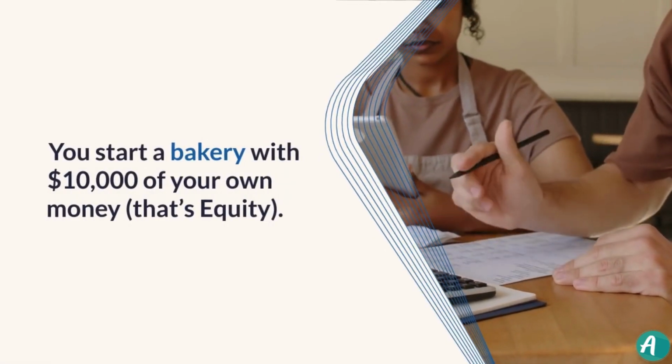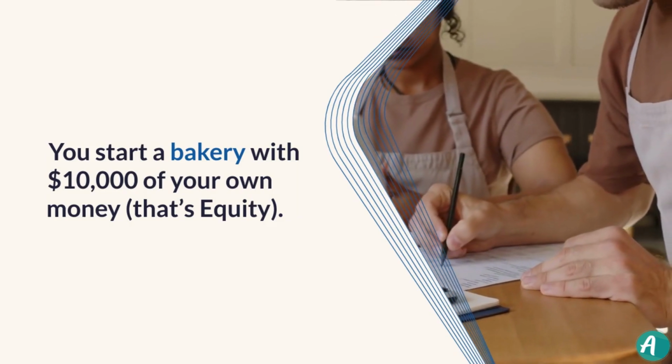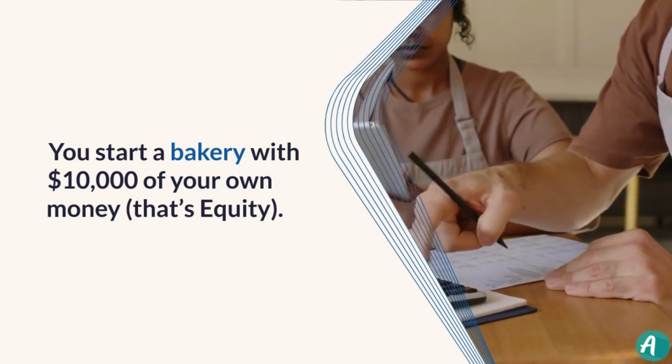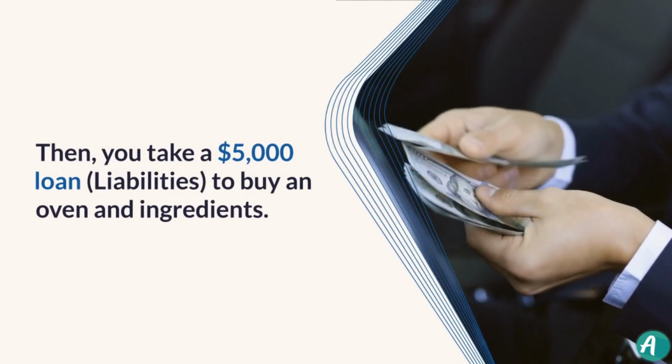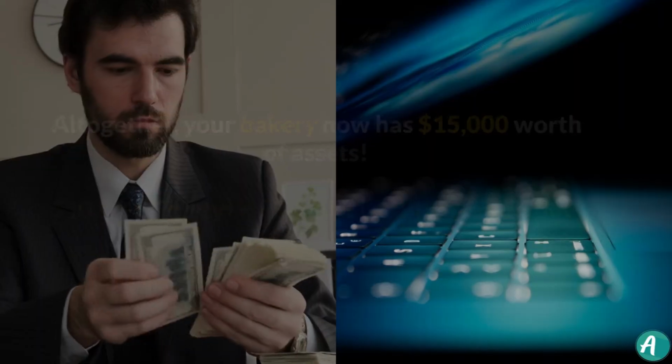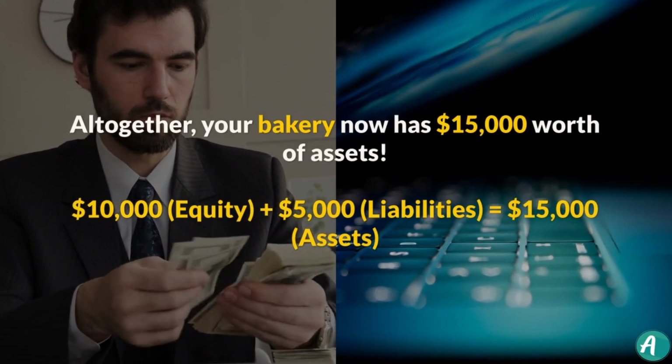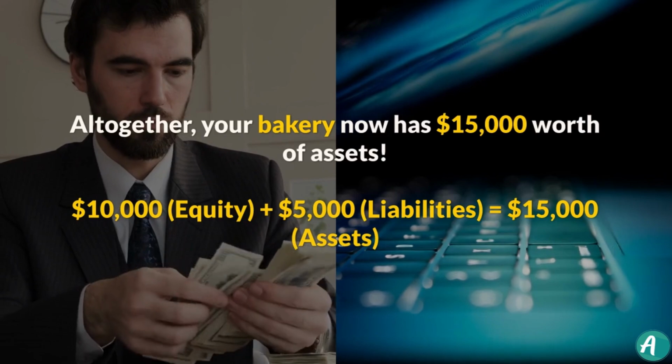Imagine this: you start a bakery with $10,000 of your own money, that's equity. Then, you take a $5,000 loan, liabilities, to buy an oven and ingredients. Altogether, your bakery now has $15,000 worth of assets.